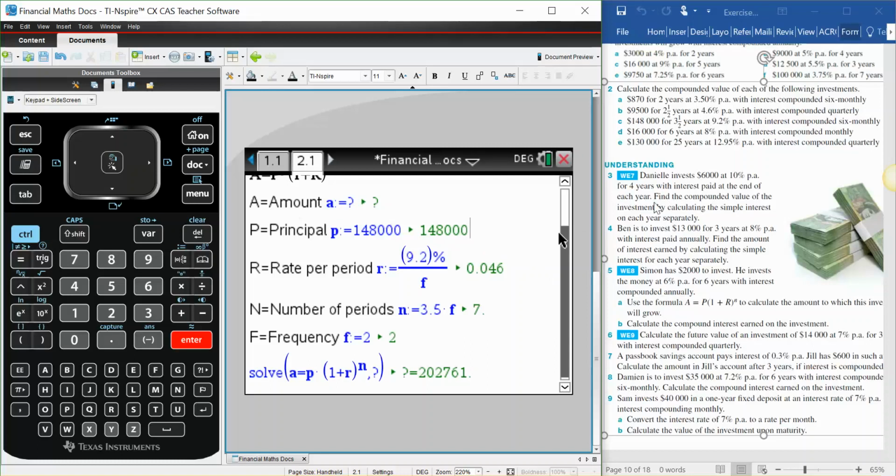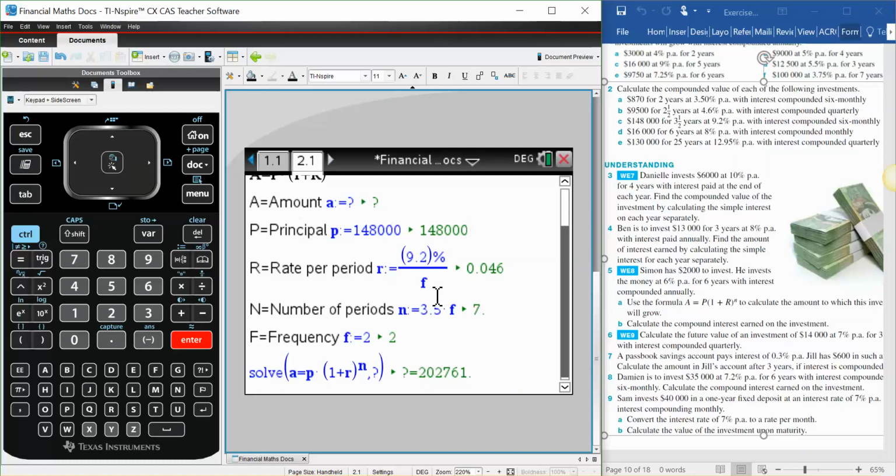It does ask us, I'll go through it. Danielle invests $6,000 at 10% for 4 years with interest paid at the end of each year. Find the compounding value of each investment by calculating the simple interest on each year separately. So what this is actually asking us to do is work out simple interest every single year. Obviously for 4 years. We're not going to do that.